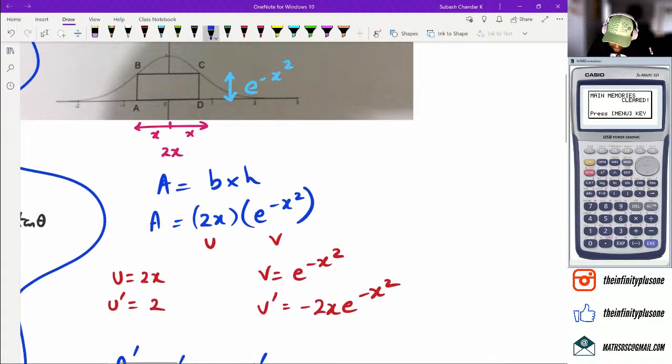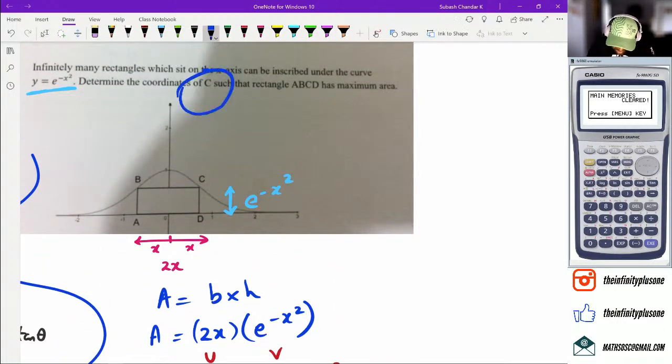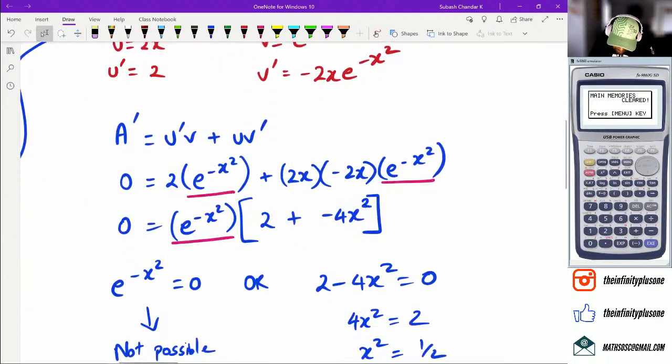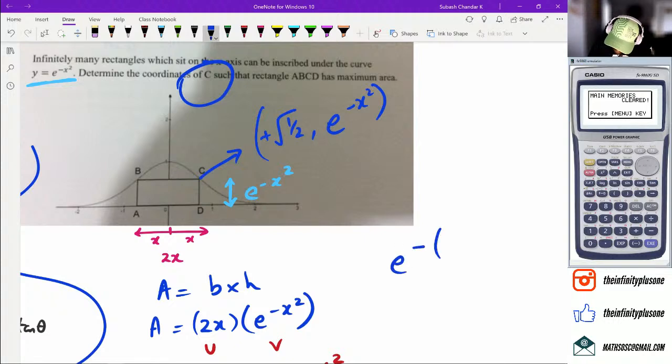Now, here's the thing. Going back to the question, it says find the coordinate of C. So we've got to write down the value of C. C is going to be positive square root of half, and the y value is e to the power of negative x squared. So we just do that quickly. We go e to the power of negative square root of half squared, which means we get e to the power of negative half as the value.